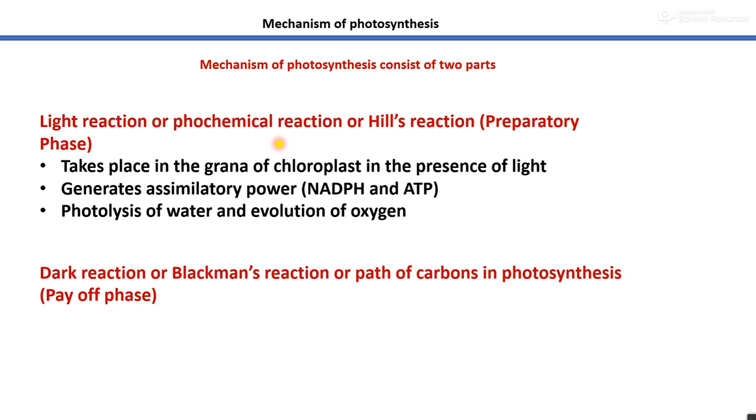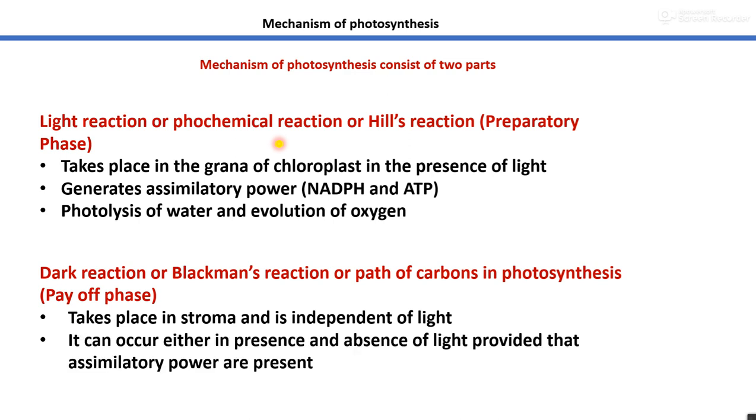Another part of mechanism of photosynthesis is dark reaction or Blackman's reaction or path of carbon in photosynthesis. Since with the help of assimilatory power produced in light reaction, CO2 fixation takes place in this part of reactions to produce carbohydrate. So this part of photosynthetic mechanism is also known as payoff phase. This part takes place in stroma of chloroplast, and this part is independent of light, which means that it can occur either in presence or absence of light provided that assimilatory power are present.